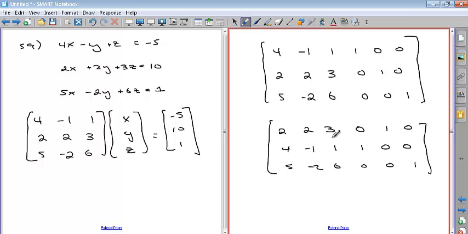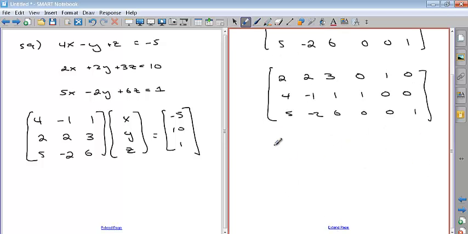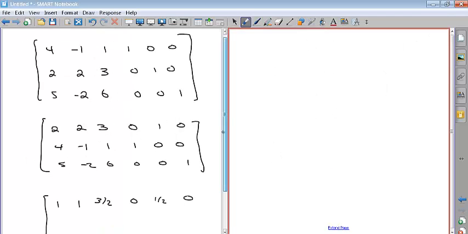Okay, then I'm going to take the first row and divide by 2. So I'll get 1, 1, 3 halves, 0, 1 half, 0. Okay, so that's the first step. I've got 1 here and 1 there, so that's a little nicer than not doing anything.